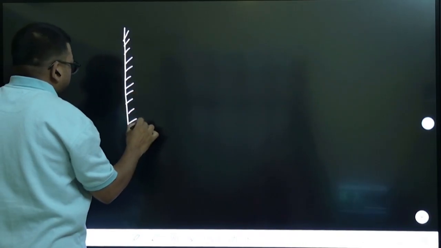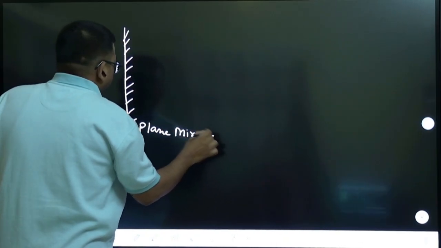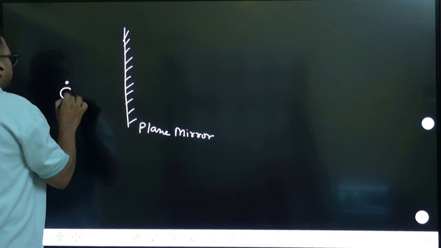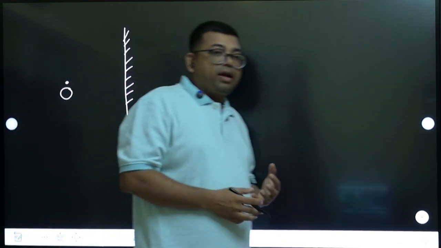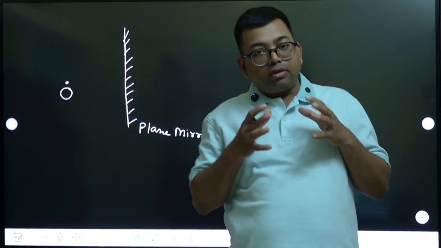There is a plane mirror. And let us say that there is an object. So if the object moves and if the mirror also moves, then how do we calculate the velocity of the image?